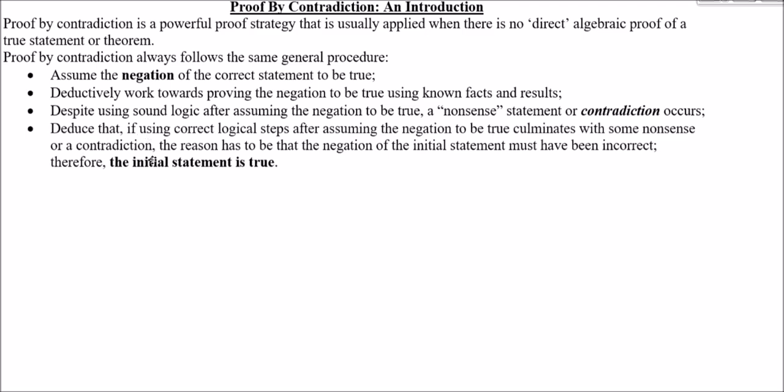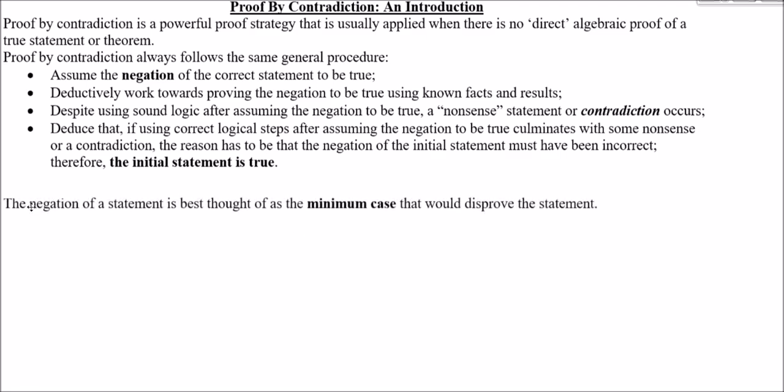So it's essentially this. Deduce that if using correct logical steps after assuming the negation to be true ends up with some nonsense, the reason has to be the negation itself wasn't right. If the negation isn't right, the initial statement must have been true. We were wrong to have ever doubted it with the negation.